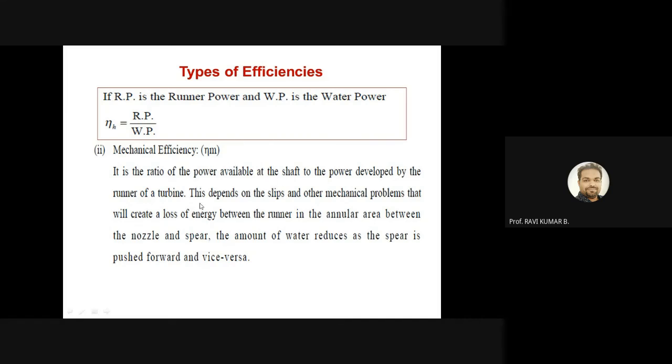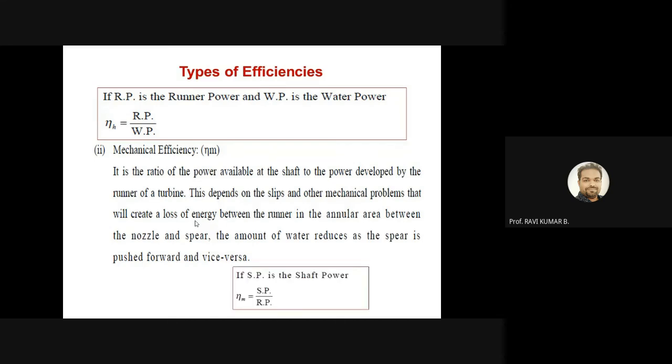There are various factors which will influence the mechanical efficiency. Those will be slips and other mechanical problems that will create a loss of energy between runner and annular area between the nozzle and sphere. The amount of water reduces as the sphere is pushed forward or vice versa. For this, one more factor will be introduced when we derive the expression. Then you will come to know one constant will be introduced in the mechanical efficiency that will account for all these losses. Even though the losses contribution will be just 4 to 5%, it needs to be accounted for when we are calculating the actual mechanical efficiency.